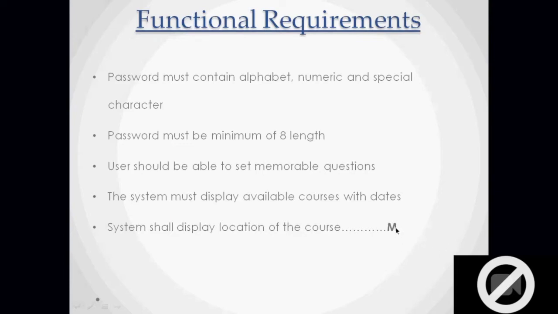But one thing is that you need to be consistent with how you're going to write your requirements. If you want to be using shall, like the same shall display available courses, then you need to write all of them like that. That means all these five requirements up here need to have the same form: the system shall display location, the system shall display available courses, user shall be able to set password, password shall be minimum of this, password shall be, you understand?